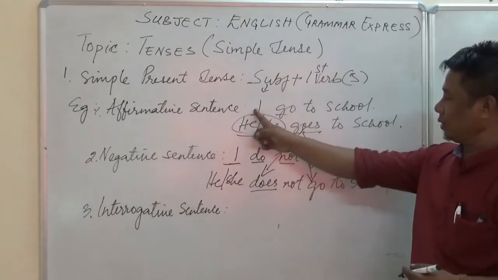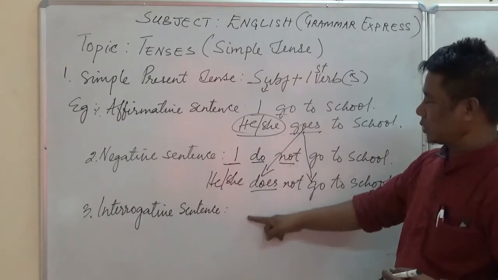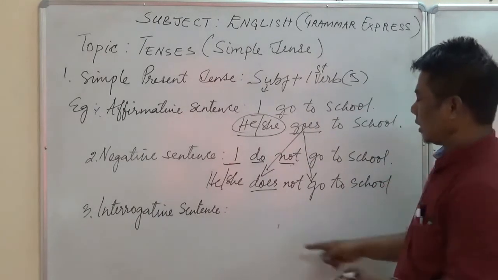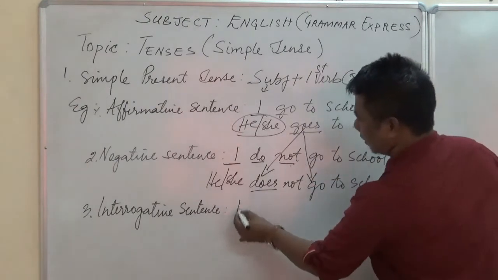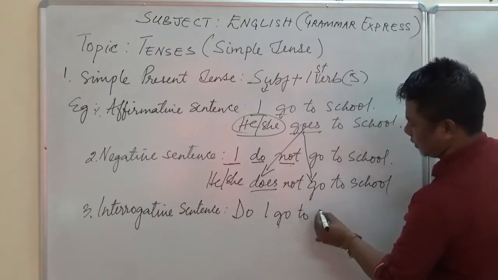Suppose that we have here, I go to school. We change this sentence to an interrogative sentence. Now, since the subject is I, we use do. Do I go to school?